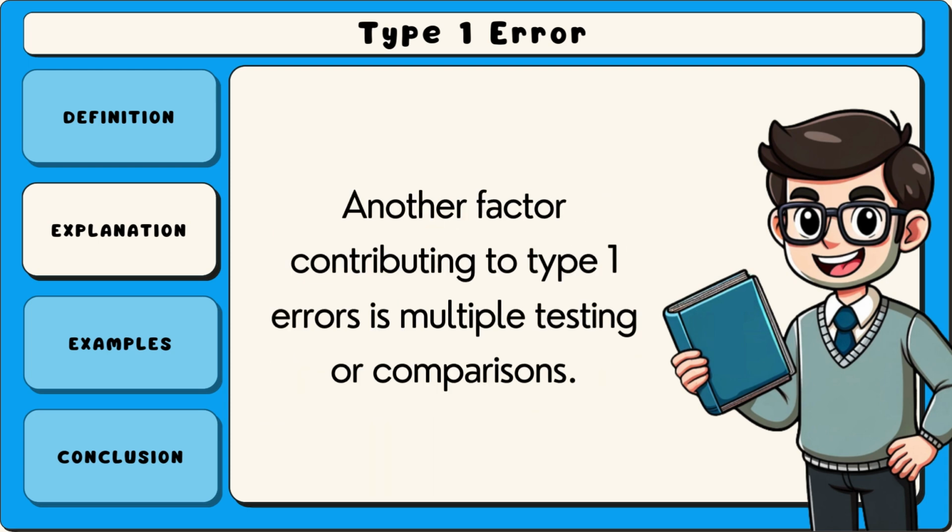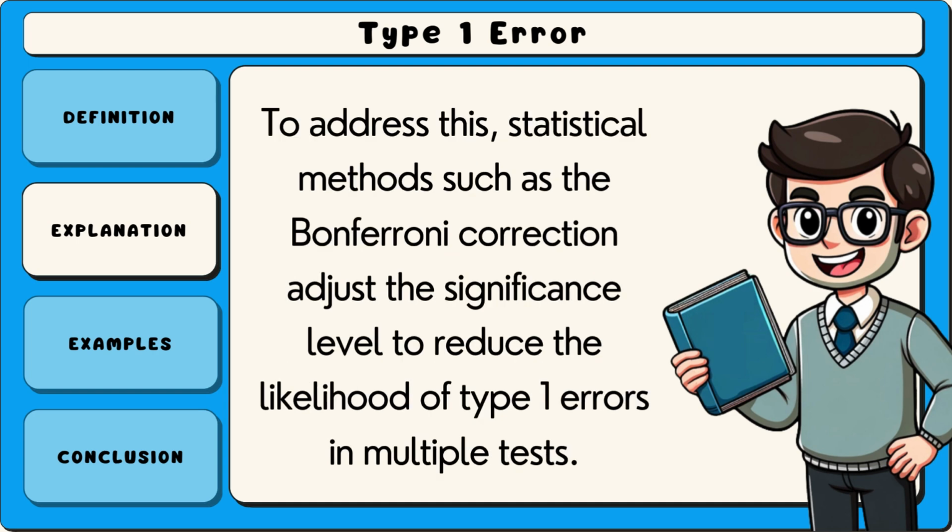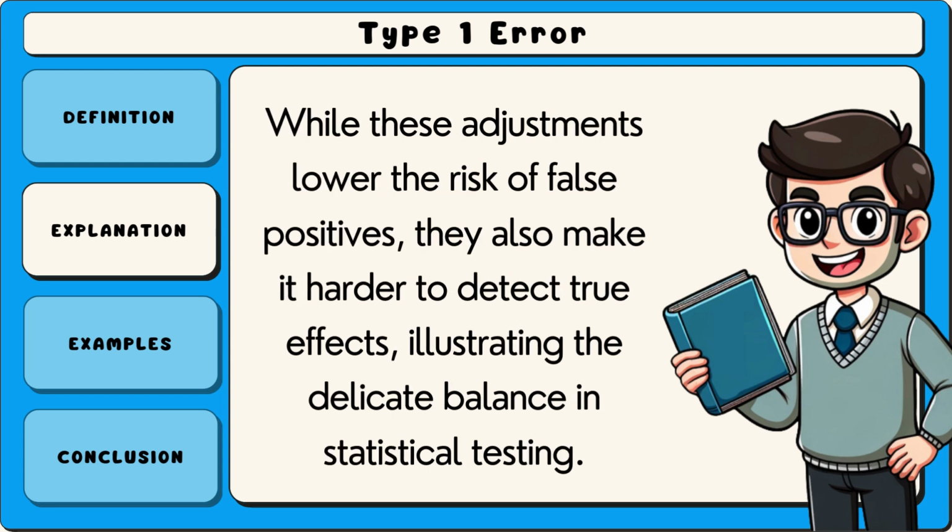Another factor contributing to type 1 errors is multiple testing or comparisons. When researchers test many hypotheses simultaneously, the chances of encountering at least one false positive increase. To address this, statistical methods such as the Bonferroni correction adjust the significance level to reduce the likelihood of type 1 errors in multiple tests. While these adjustments lower the risk of false positives, they also make it harder to detect true effects, illustrating the delicate balance in statistical testing.